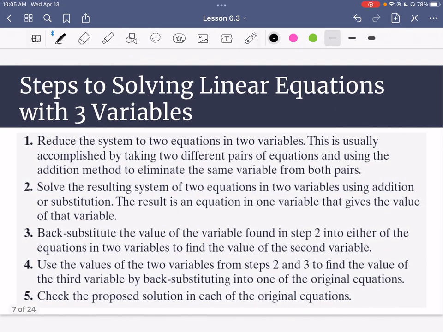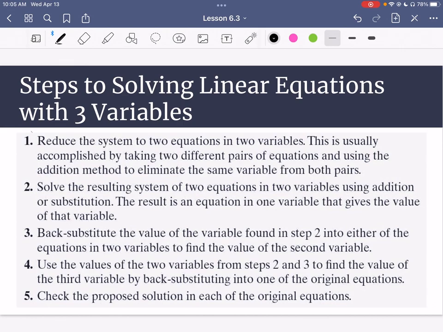All right, so here are the steps to actually solve a system of linear equations with three variables. This is definitely going to be more complicated than what we've done in the last couple of lessons, so just kind of hang tight. And I know that these steps are a little bit long, so feel free, you can abbreviate them for sure.